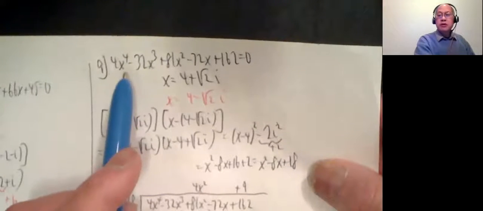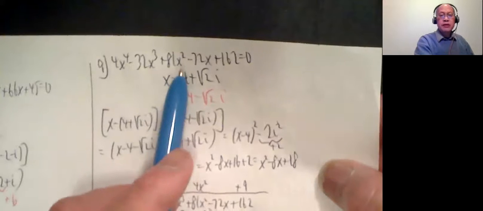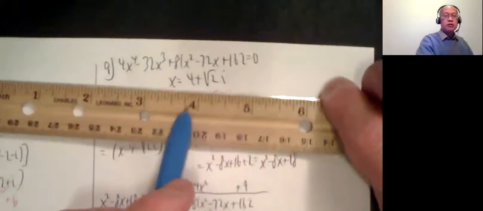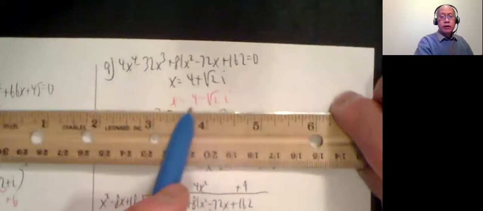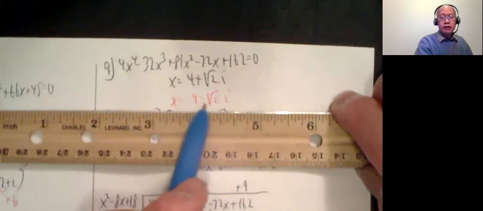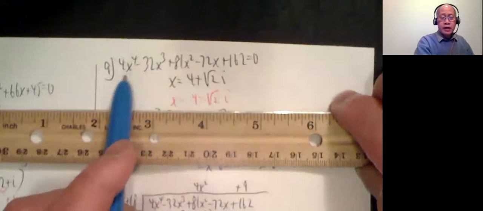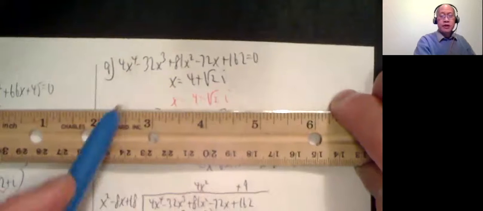Okay, problem 9, 4x to the fourth minus 32x cubed plus 81x squared minus 72x plus 162 equals 0. They tell me 4 plus radical 2i. So in red, that automatically means 4 minus radical 2i. If I multiply these two together, I'll get a quadratic. I start off with x to the fourth, so I'll be left with a quadratic, and after that I can use the quadratic formula or whatever.